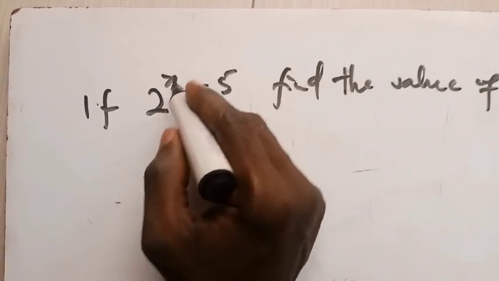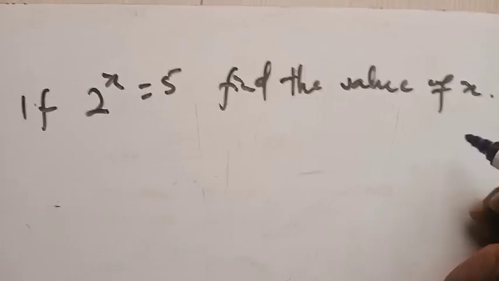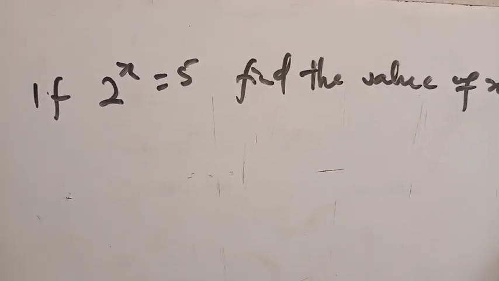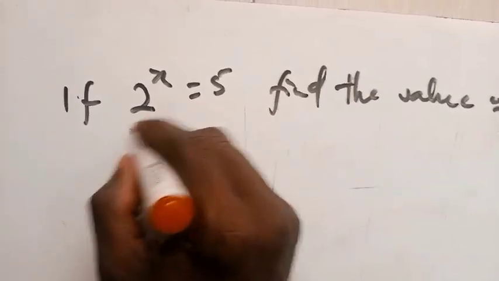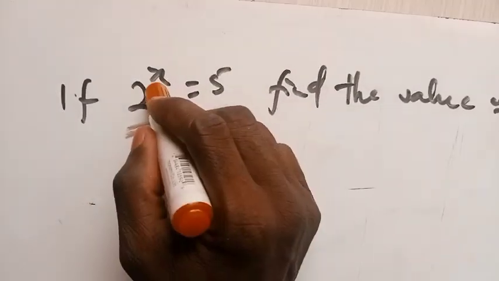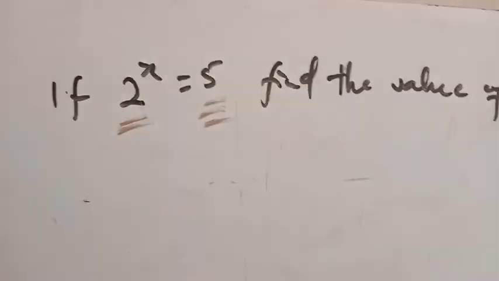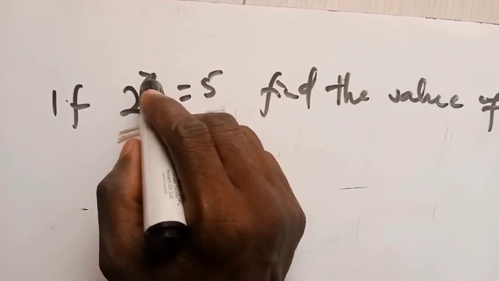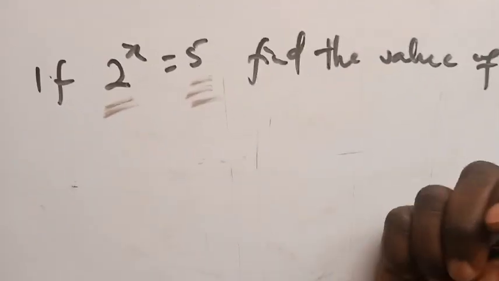If 2 exponent x is equal to 5, and then we want to find the value of x, that is what the question is asking us to find, right? In some questions like this, the base here is different, the base of this is also different, so there's no way you can equate the exponents since they don't have the same base. So what I normally do is that this x here is not coming from the same parent, right? So what are we going to do here?